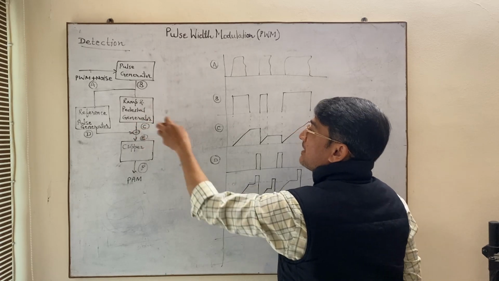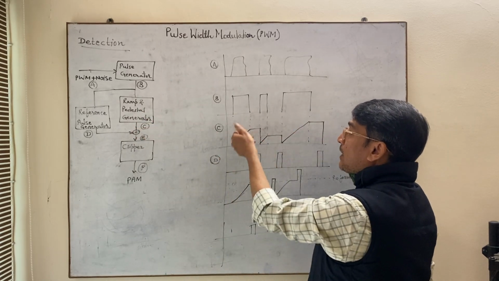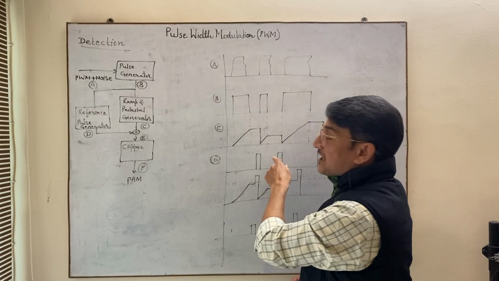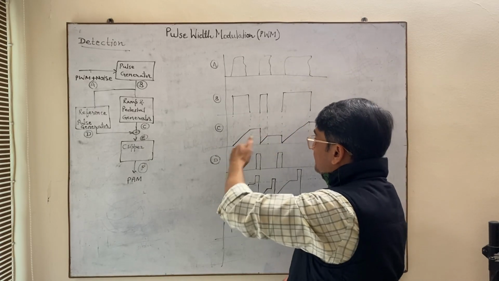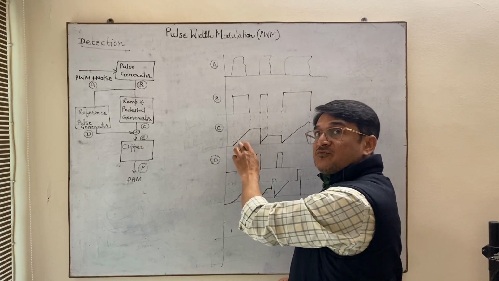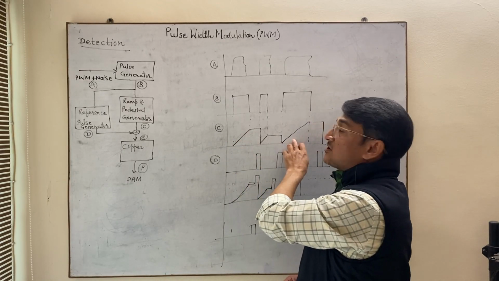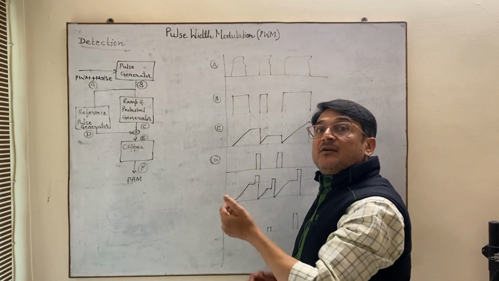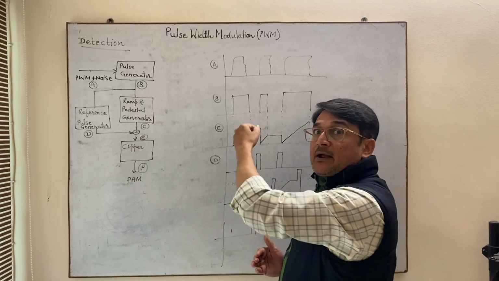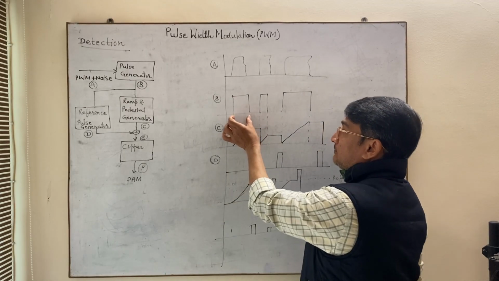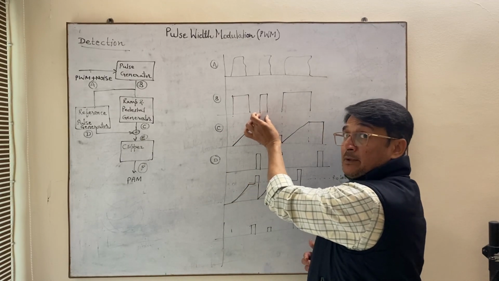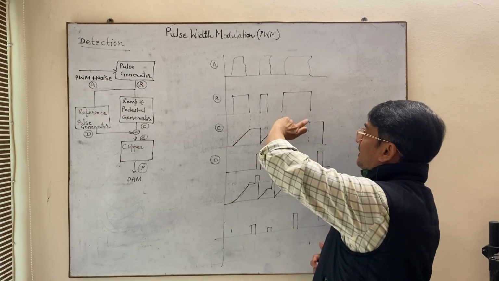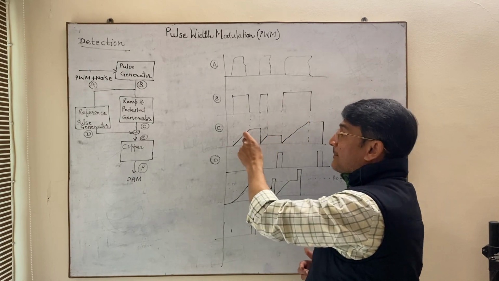Then this C part is the ramp and pedestal generator. Now how are this ramp and pedestal generated? You can see the slope of the ramp is uniform. Suppose this is 45 degrees, this is also 45 degrees, this is also 45 degrees. So obviously the pulse which has more width will have a greater ramp height. This pulse has minimum width, so least height; this has the highest width, so maximum height, because the ramp slope is the same.